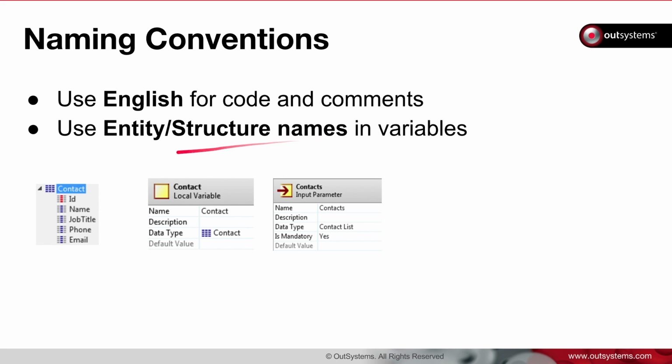So for instance, here we have a contact defined, a contact entity. If we want to have a local variable which is a contact, then we should simply name it with the same name, contact. If we do so, the platform will automatically infer the data type as being a record of the entity contact. If we want to have a list of contacts, we simply use the plural version of that name, and the platform will infer a contact list in this case.